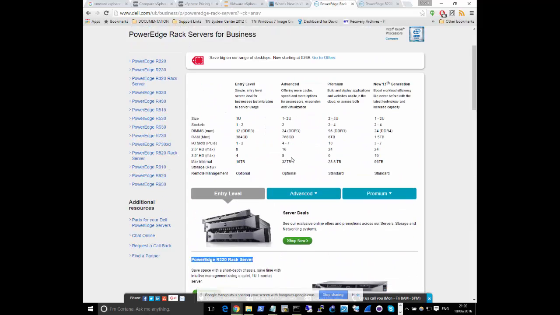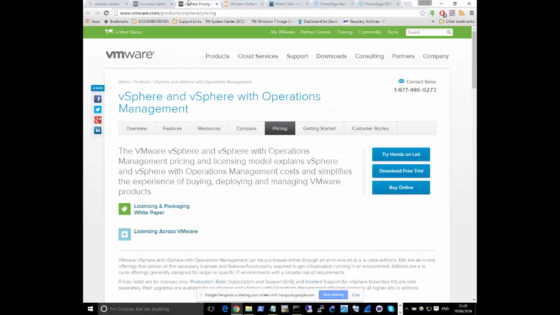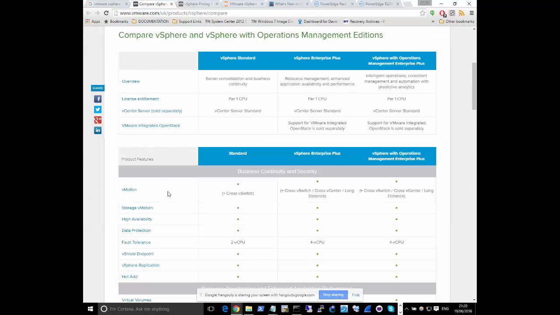But going back up here, you have the entry level servers and the advanced level servers, and the number of CPUs, so you can have sockets. That's what you're paying for. Advanced has 2 sockets, and this one will have 2 to 4 sockets. So if you buy a server that has 4 sockets in it, whenever you go to VMware to purchase the license, you're going to be paying for 4. If you're buying Standard, you're going to be buying 4 VMware vSphere Standard licenses, because you're paying for it per CPU. If you're buying Enterprise Plus, you're going to be buying 4 Enterprise Plus licenses, because you're paying for it per CPU.